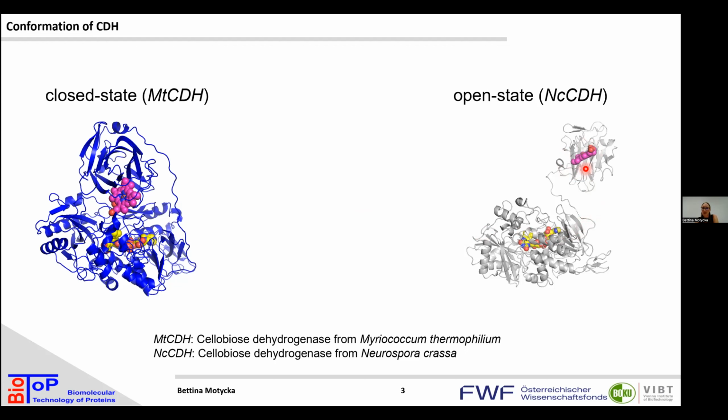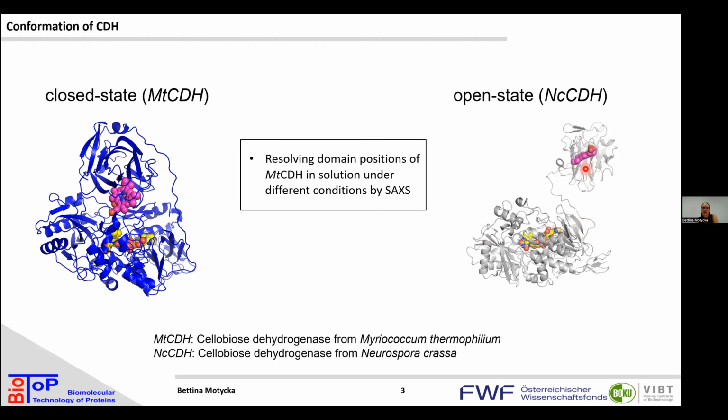This already brings me to the aim of this paper and this talk, because we wanted to resolve this domain position, so the mobility of the cytochrome domain, which seems to be important for the electron transfer, as I need the closed and the open state conformations in solution by measuring SAXS.